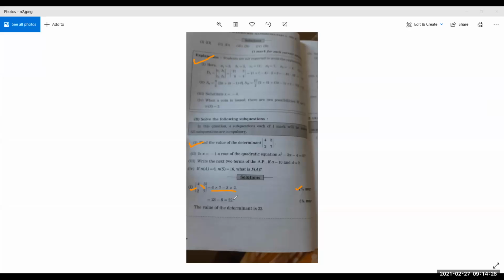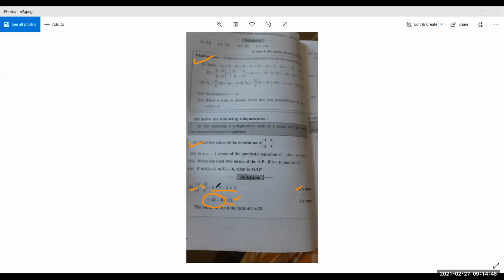Okay. And for the final answer, means for doing the calculation, that is 4 7 the 28 minus 3 2 the 6. For this, you are not getting the marks. Yes, student. For this, you are not getting the marks. But for this final answer, that is this is equals to 22. For that 22, we are getting the next half marks here. Get that?